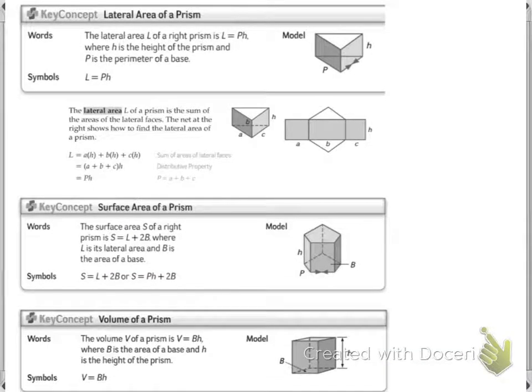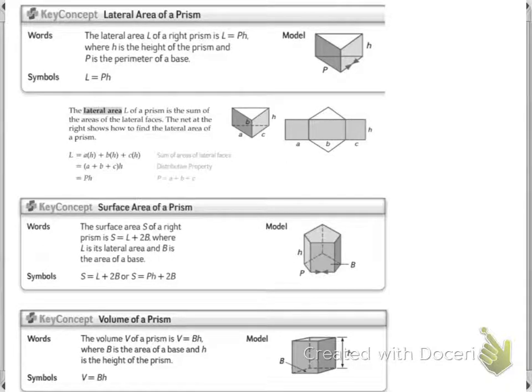Okay, so here are the formulas you're going to need. You will for sure want to have a formula chart in front of you for this entire unit. It would be nice to memorize all these, but you're going to be better off if you can just look down at the formula.